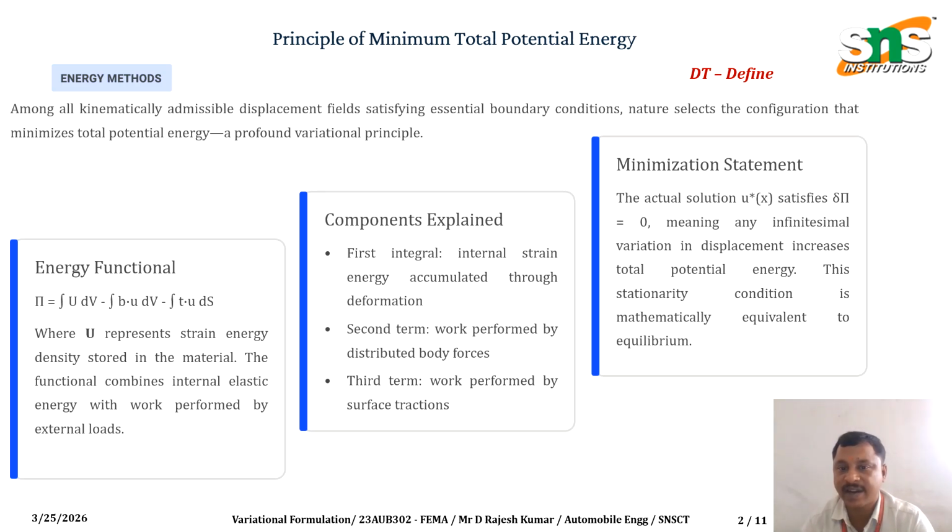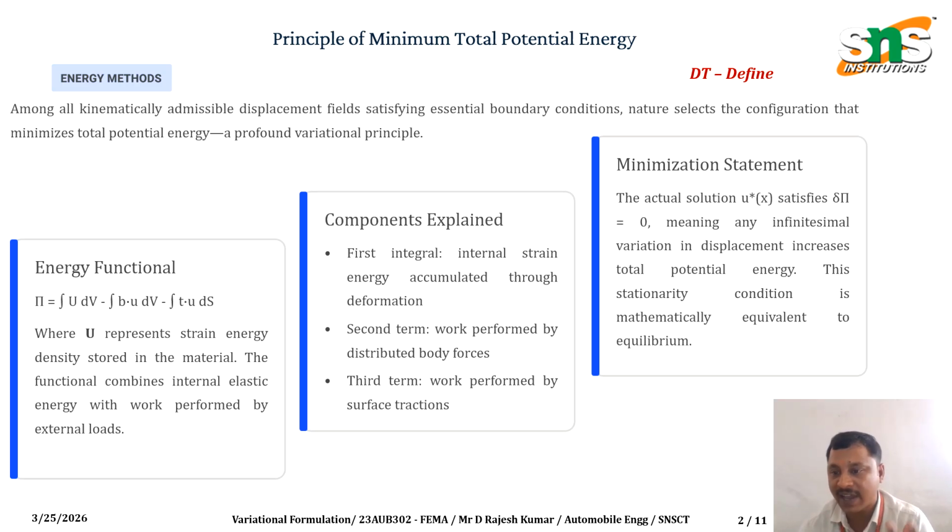The minimization statement. Now comes the principle. The actual solution, the displacement field that actually occurs in nature, let's call it u of x, satisfies the condition delta Pi equal to 0. What does that mean? It means any infinitesimal variation in displacement will increase the total potential energy. The system is at a stationary point, specifically a minimum.